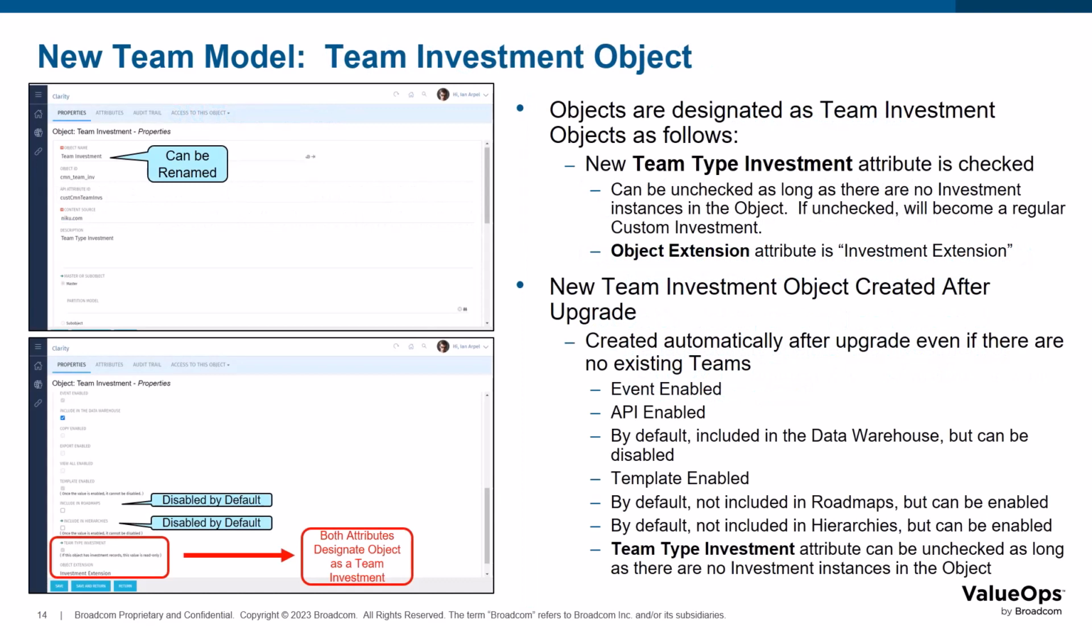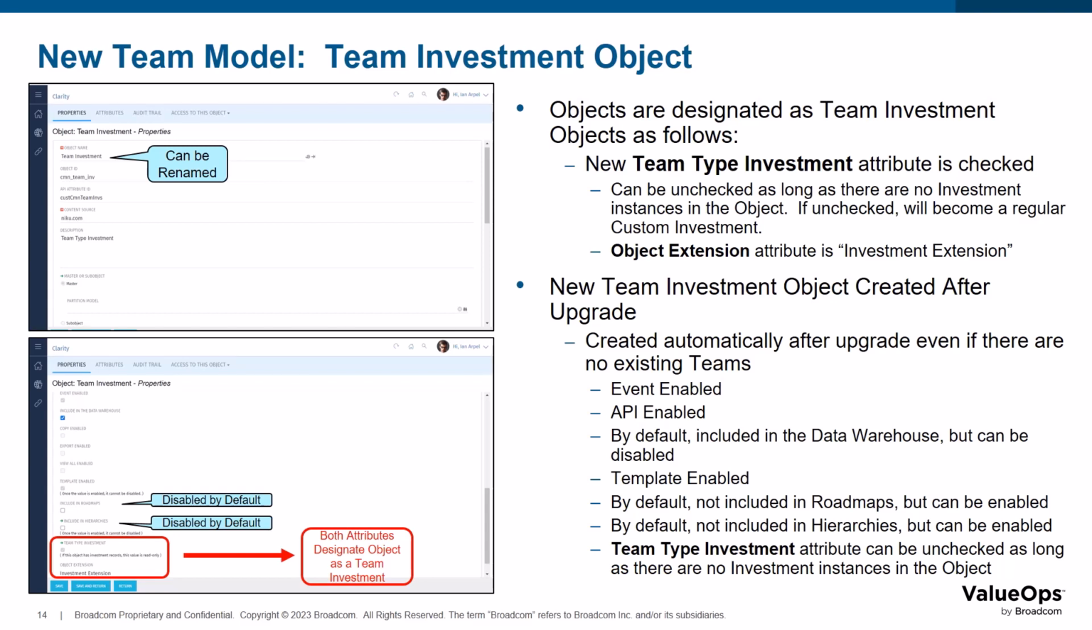How is a team investment designated in Clarity? In Classic Studio, there's a new attribute called Team Type Investment that can be checked. Along with that, you'll choose Investment Extension as your object extension, just like you would when creating a new custom investment. If you uncheck the Team Type Investment, then this investment will become a custom investment.